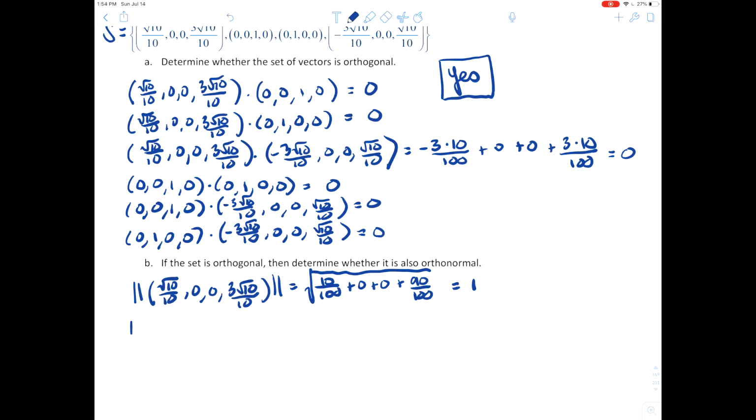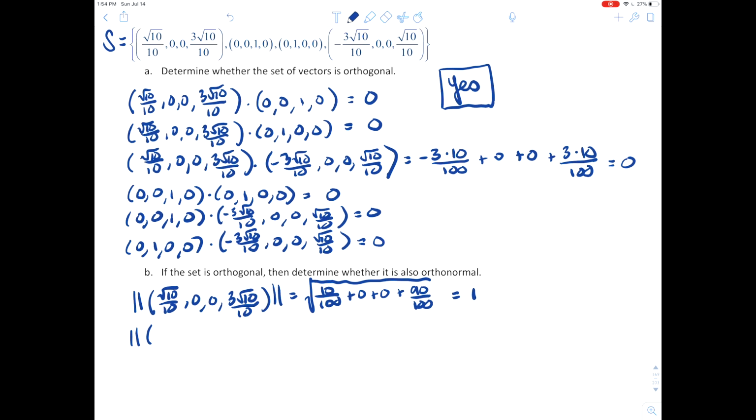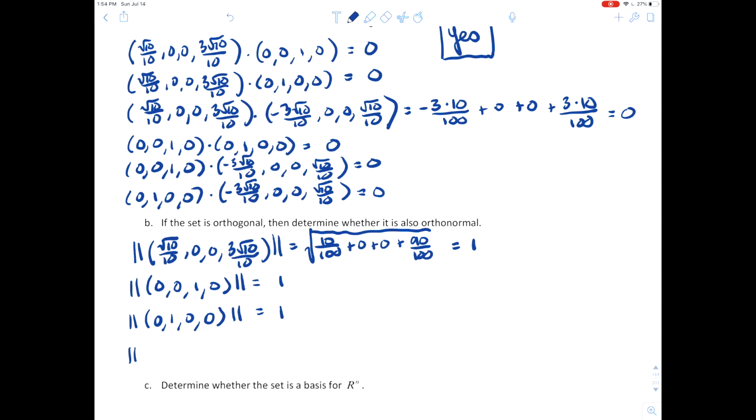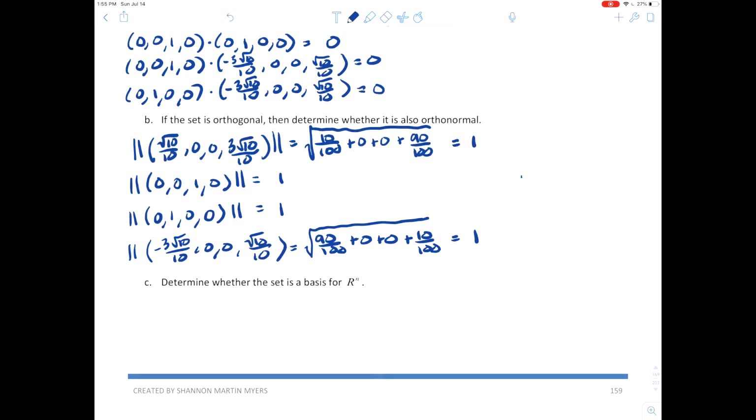Cool? And then the magnitude of, hopefully you can see these other ones very quickly, 0, 0, 1, 0. Do you see that that's going to be equal to 1? And then the magnitude of 0, 1, 0, 0, same thing, will equal 1. And then the magnitude of that last one, negative 3 root 10 over 10, 0, 0, and then root 10 over 10, will be equal to the square root of 90 over 100 plus 0 plus 0 plus 10 over 100, which indeed is 1. So the answer to this question would be yes, because all of the magnitudes are 1 for each of the vectors.